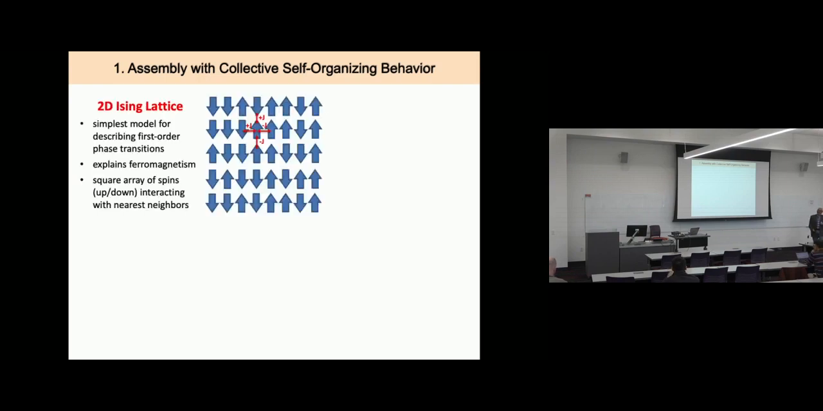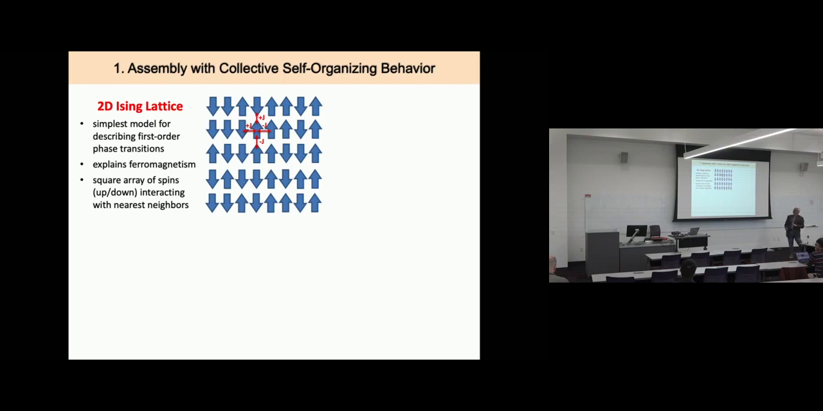So the first type of assembly that we wanted to create was something that can exhibit some collective self-organizing behavior, okay? From simple interaction. And we were inspired here by something called the 2D Ising lattice, okay? This is the simplest theoretical model that can capture the phenomenon of first-order phase transition in thermodynamics, simplest possible one, and it was originally developed to explain ferromagnetism. So what it consists of is basically spins. They can point up or down. You arrange them in a square lattice. Each can interact only with nearest neighbors. If both spins are pointing in the same direction, you get a favorable energy, minus J. If they are in the opposite direction, you get an unfavorable energy.